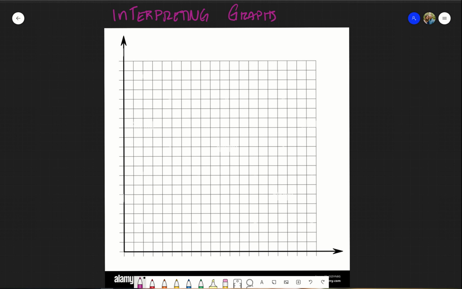What is the line that goes side to side called? What is the side to side line called? Yes, that is the x-axis, and the line that goes up and down, that is the y-axis. And so we can use those axes to tell different stories.